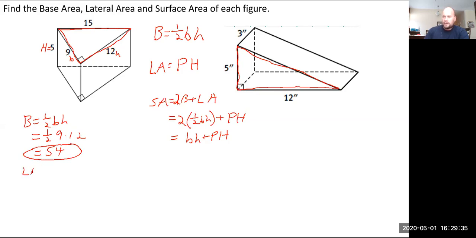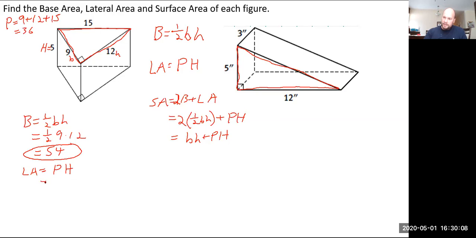For lateral area, all right, we now have perimeter times height. Well, what's the perimeter here? Well, I have 9, 12, and 15. So for a perimeter, I'd have to add those up. 9 plus 12 plus 15. And if I add all those up, let's see, you have 12 plus 15, that's 27. 27 plus 9 is 36. So our perimeter is 36.